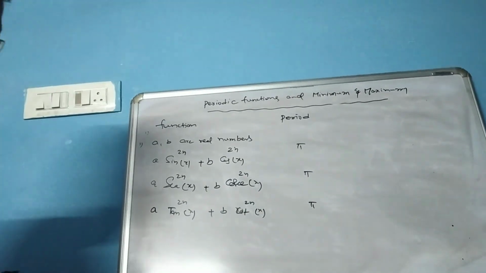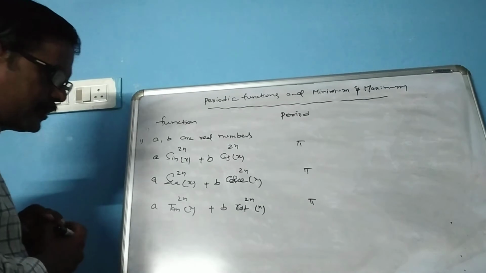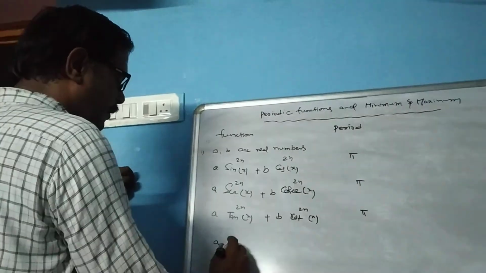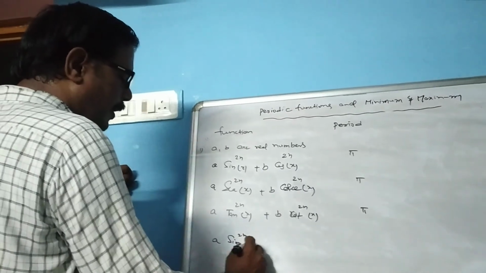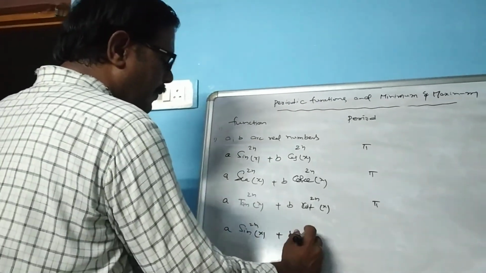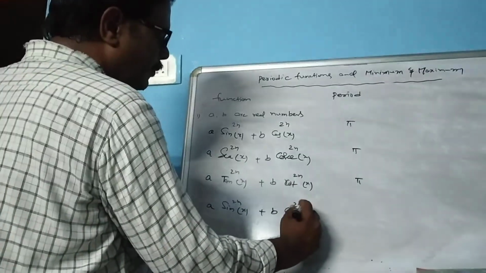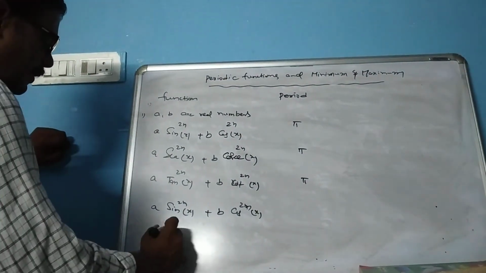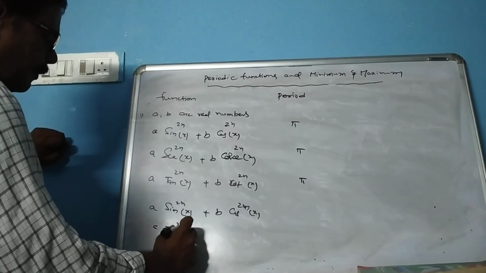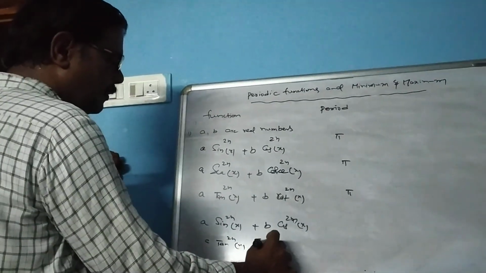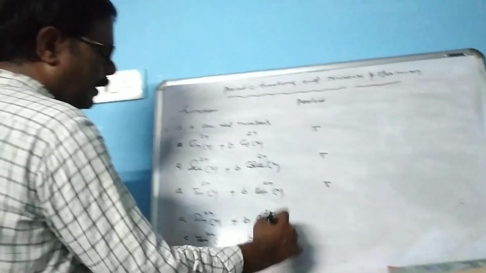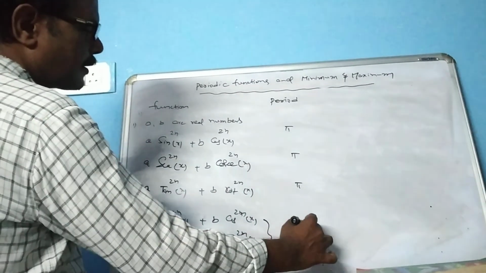Not only in this manner, there may be a change here also: a sin 2n x plus b cos 2m x. Similarly, a tan 2n x plus b tan 2m x. For these two functions, the period is pi.